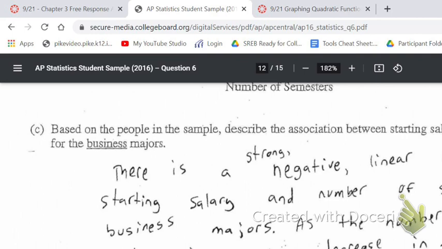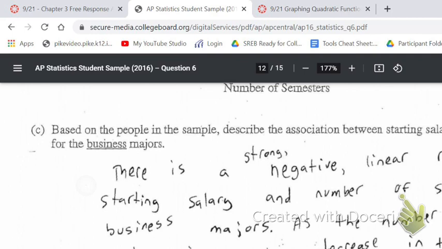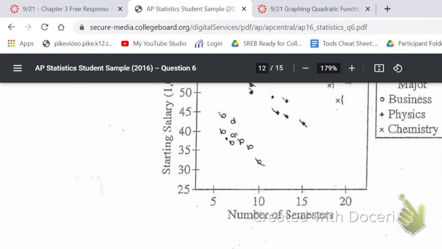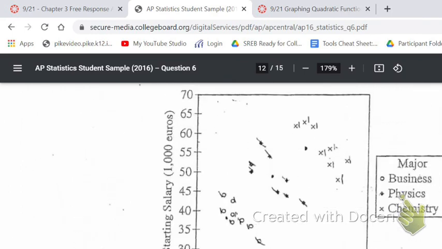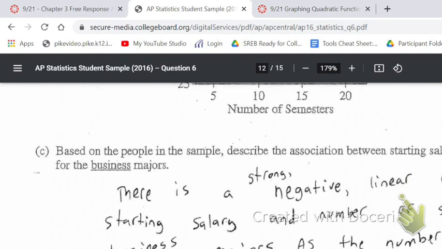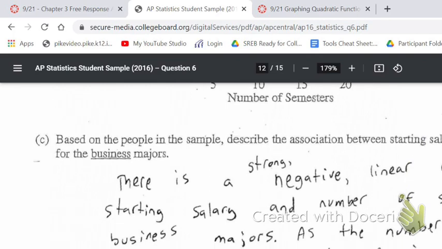They left out any unusual features. Were there any unusual features on our business majors? Business was these guys down here, right? Not really. The AP reader that read this did not take off any points for leaving out unusual features, but I would definitely want to make sure to talk about that. Like there were no surprising or unusual points when looking at just the business majors there.